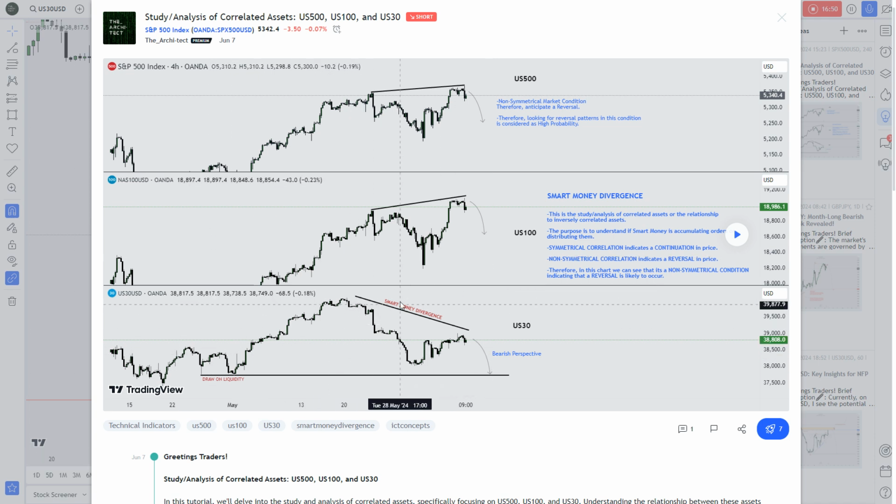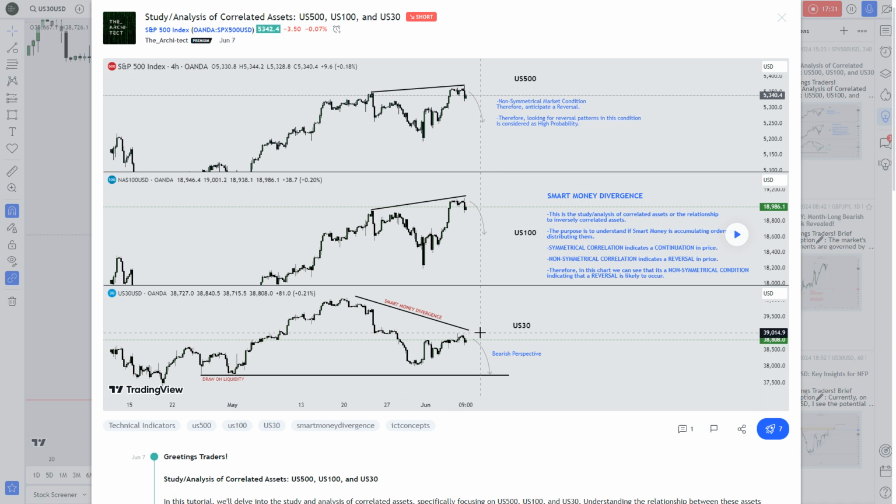Now, let's look at US 30. It's the same chart. Look at this area over here, this high. It's exactly the same all the way up. If they have an 80% correlation, why is it that US 30 didn't go all the way up there and take out that external range liquidity, if they have an 80 to 90% correlation? The only way that can occur is if smart money is continuously distributing. To distribute is to sell. The only way this divergence can occur is if smart money is distributing orders within the market.